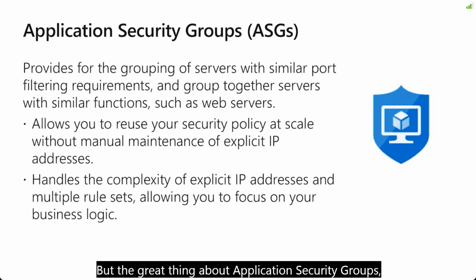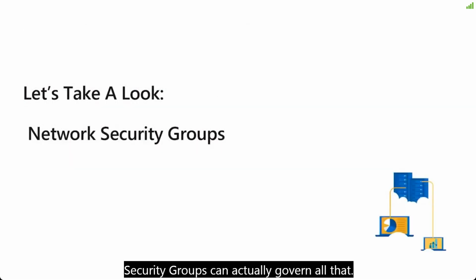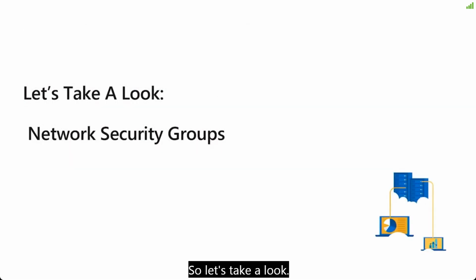But the great thing about application security groups, they allow us to group computers by names. In other words, I don't have to know their IP address. I don't have to know anything else about them. I just have to put them in a group name that allows me to organize it and control flow of traffic. And when we see the network security group here in just a minute, you're going to see how application security groups can actually govern all of that. So let's take a look. Let me show you what network security groups can do and how we can set it up.